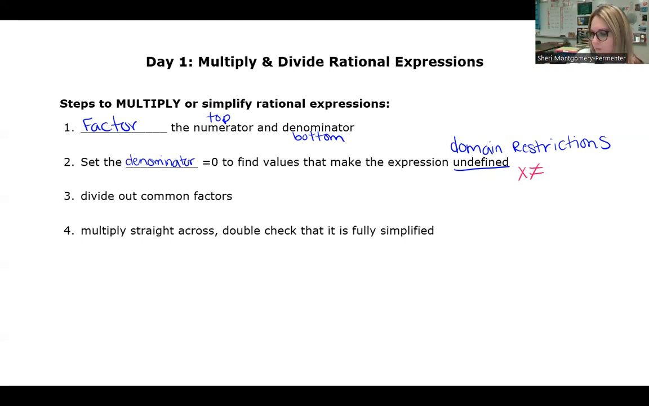Next, we will divide out common factors. I think that when I say that, you probably think of it as canceling, or reduce. Then we will multiply straight across, and then we will double check to make sure that it is fully simplified.